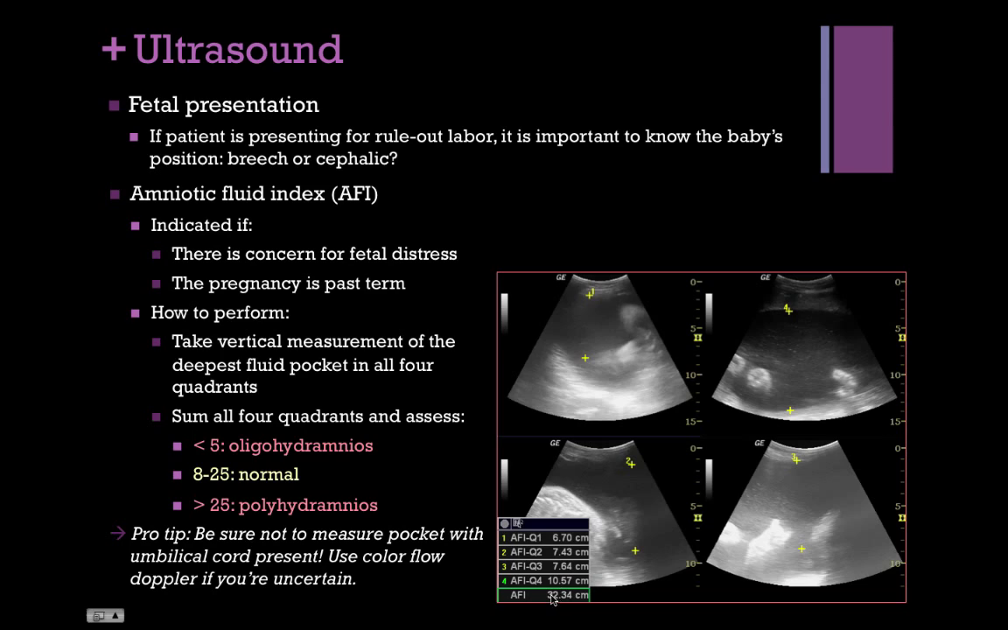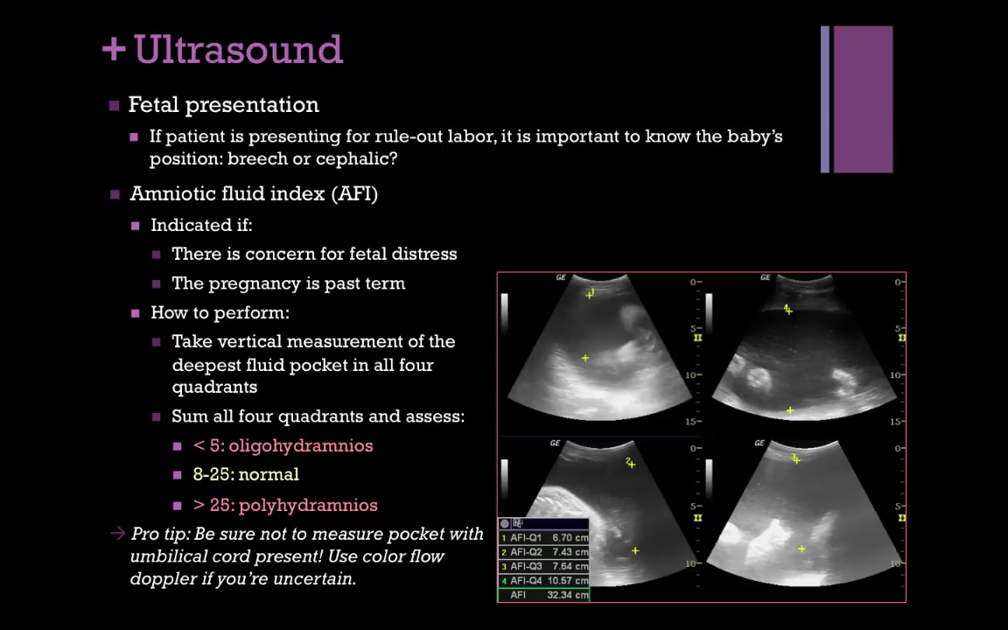This one's polyhydramnios, so it's actually very large pockets, as you can see, all this fluid hanging out in each pocket. And so less than 5 centimeters total is oligohydramnios. That's not enough fluid. Greater than 5, it's not that great, but at least we want 8 to 25 to be really reassured that it was normal. And then greater than 25 is indicative of polyhydramnios. There's too much fluid. So this basically wraps up our OB ER evaluation.